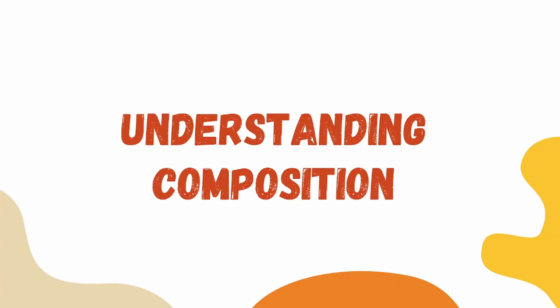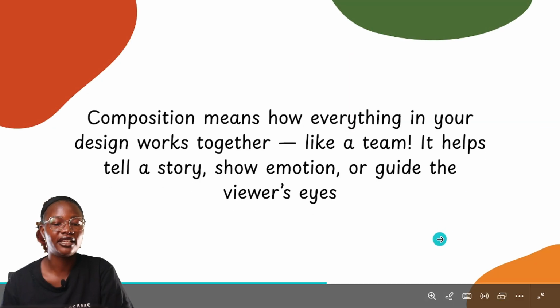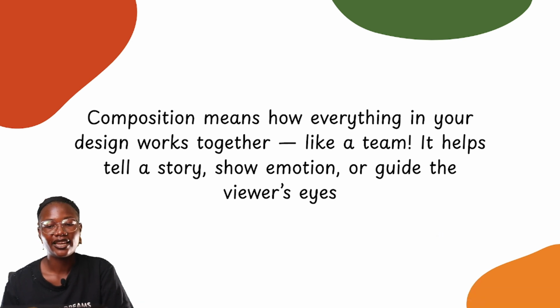So the next thing we are going to look at is understanding composition. You understand? So we're going to understand what composition is all about. Composition means how everything in your design works together, right? Like a team, it helps tell a story, show emotion, or guide eyes. All the elements that you choose to work with, how they work together like a team, starting from the text that you choose, the pictures, the colors, the shapes, right? These are all composition.